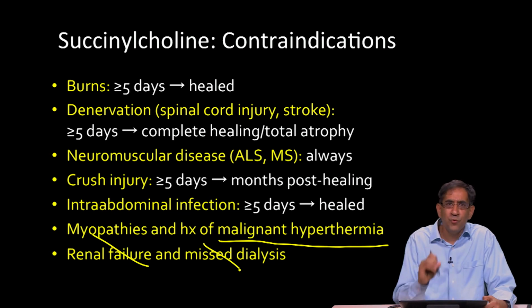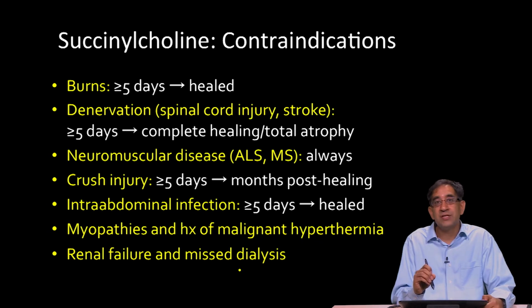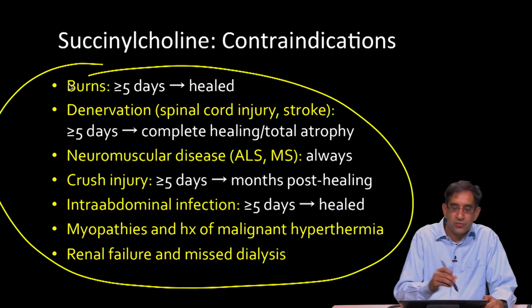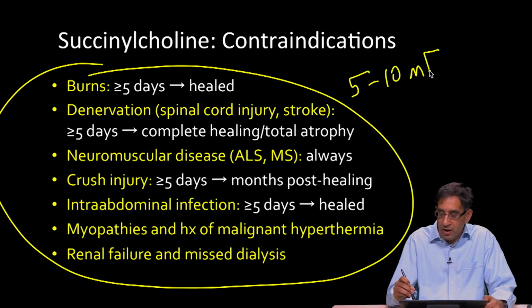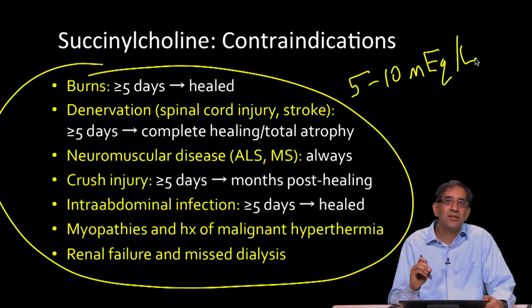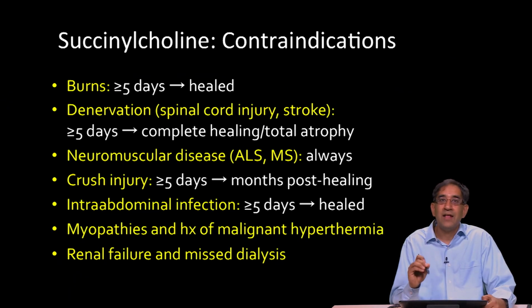The reason that succinylcholine is contraindicated in all of these patients is that in this particular group of patients, administration of succinylcholine can lead to an exaggerated rise in your potassium, anywhere from 5 to 10 milliequivalents per liter. And what can happen when your potassium suddenly rises 5 to 10 milliequivalents per liter? That can lead to cardiac dysrhythmias and cardiac arrest. And so we obviously want to avoid that in these patients. So we're going to want to avoid using succinylcholine in this group of patients.